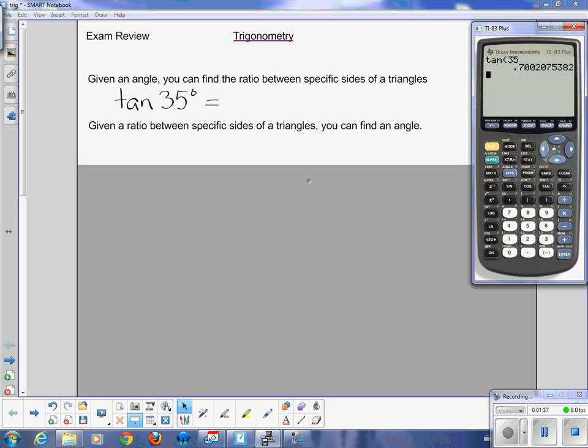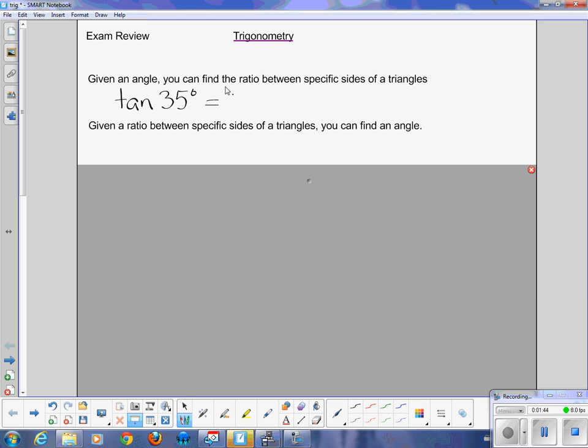Notice it gives me a decimal. I want to keep 4 decimal places at all times. So decimal 7002. All right, so it's that simple.